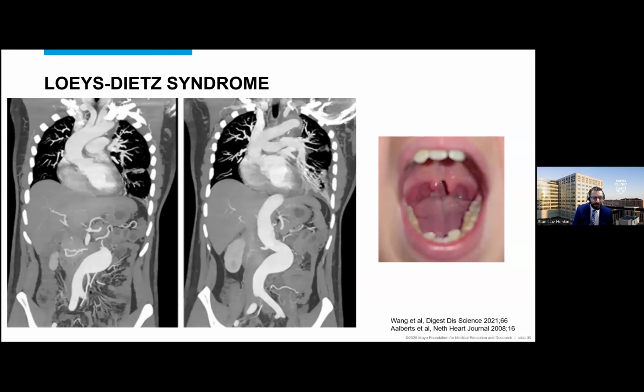And this is the classic imaging here. You can see cross-sectional imaging of the aorta, lots of tortuosity here, and you can see that the abdominal aorta is mildly aneurysmal. So this is classic for Loeys-Dietz. And on the right, I'm showing you here a bifid uvula. So when was the last time as a cardiologist that you did an ENT exam? Well, maybe now you should. Look at somebody's sclera, look at their uvula. That can give you really important clues about what may be going on.